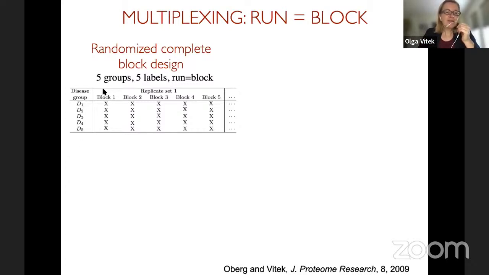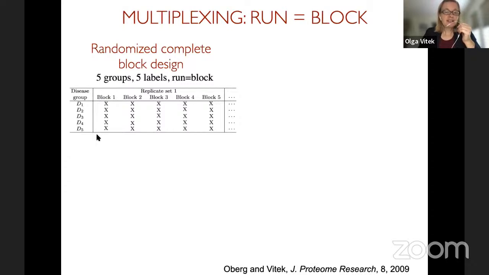So we have one block, so one mixture, right? One plex, which will have one biological replicate from each disease group. With more replicates, we have another mixture, which will have one biological replicate from each group, and so on. So this is called a randomized complete block design. It is randomized because we randomly select biological replicates in each mixture. It's complete because each disease group is represented in each mixture, in each block.